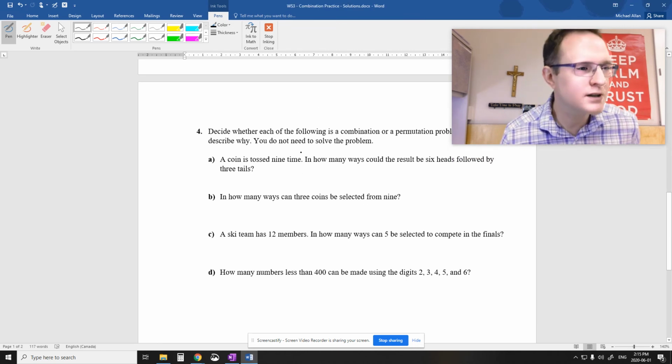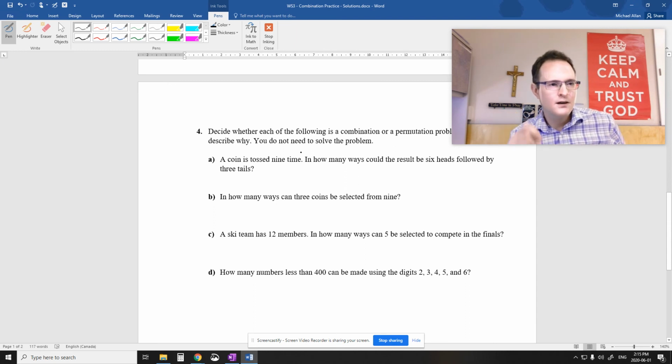So a coin is tossed 9 times. How many ways could the result be 6 heads followed by 3 tails? Because the order matters there, because it has to be followed by. This would be definitely a permutation because it's followed by. Now, if it just said 6 heads and 3 tails, I'm not too concerned about that. So that would be a combination if it was just that. But because of the word followed by, it's going to be a permutation.